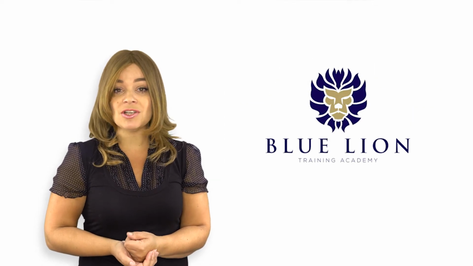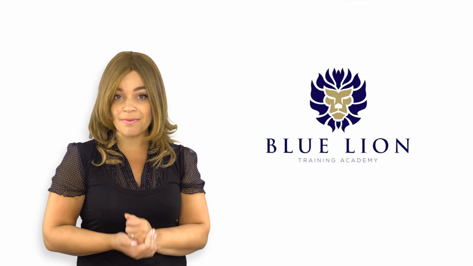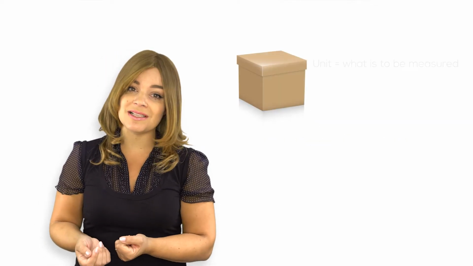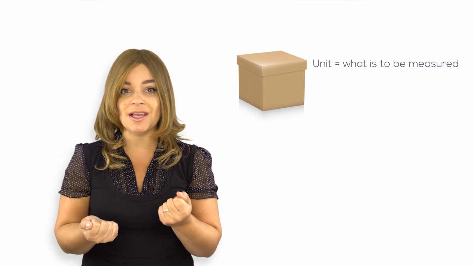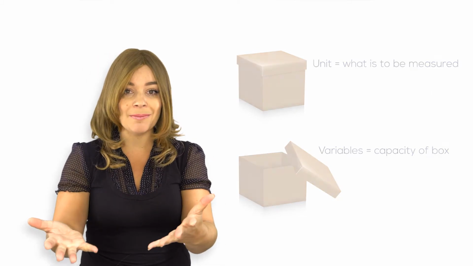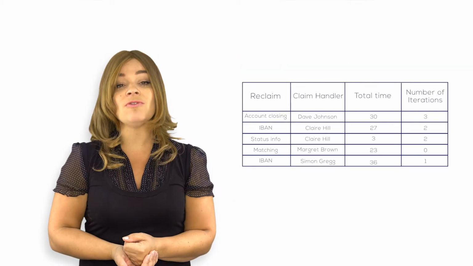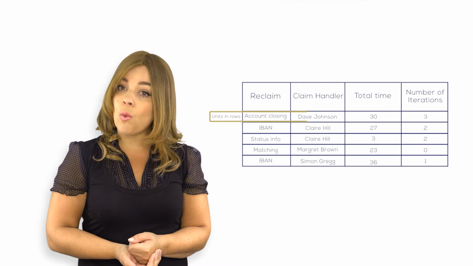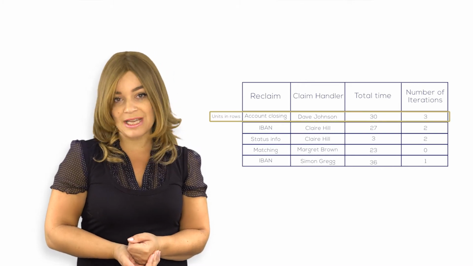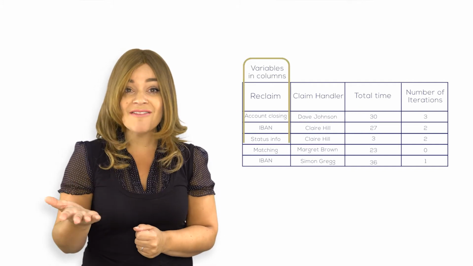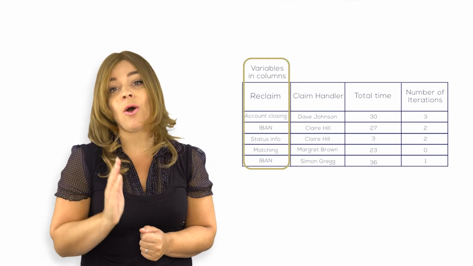Now, let's move away from our bank example and just consider the data. As I mentioned at the start of this video, a data set consists of units and variables. The unit is the thing being measured, and in this example, that's a reclaim. And you collected data on 5 reclaims or 5 units. Units are always stored in the rows of your data set. A data set also consists of variables, and a variable is always stored in the columns.